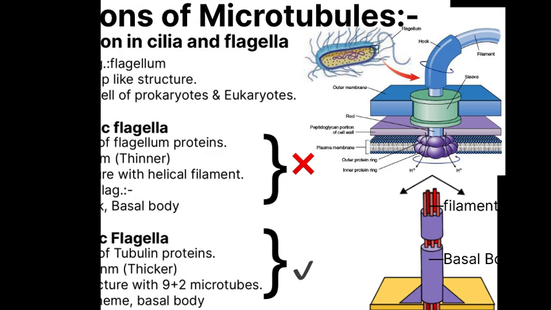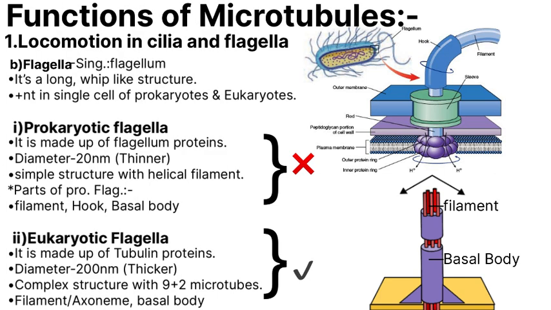They are mainly found in bacteria and archaea. Then we have the eukaryotic flagella, made up of microtubules or tubulin proteins. It is a very complex structure made up of microtubules arranged in a 9+2 pattern, where we have 9 doublet microtubules around 2 central singlet microtubules, with a diameter of 200 nanometers, which makes it thicker than the prokaryotic flagella. Eukaryotic flagella are found in examples like protista, animal cells, some plant cells, like the sperm cells, and many more.